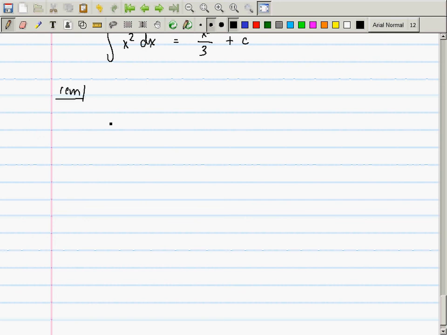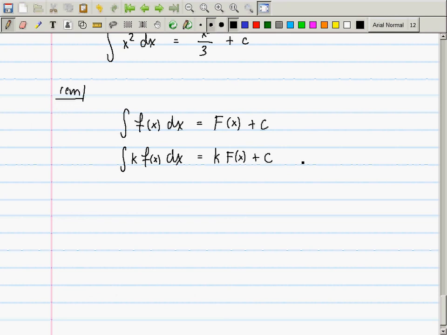Okay, so now we're just going to quickly go through several rules that correspond to antiderivatives that have corresponding derivative rules. Specifically, how about if I tell you that the antiderivative of little f dx is big F plus a constant? Now, how about the antiderivative of k multiplied by f of x dx, where k is a constant? What will happen? The k just stays in front. It's k times big F of x plus a constant. Right? So this is the constant multiple rule, and it is just like the constant multiple rule for derivatives.